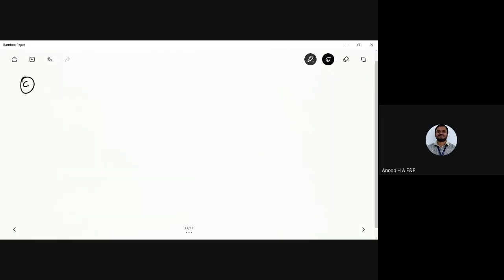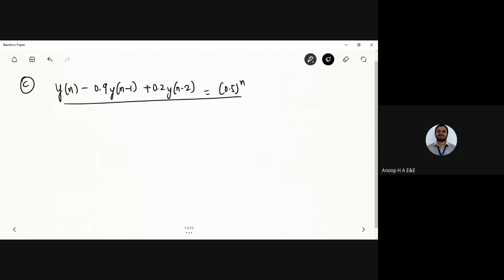The third one I have here is y of n minus 0.9 y of n minus 1 plus 0.2 y of n minus 2, equal to 0.5 power n. Here also the input is x of n, where x of n is 0.5 whole raised to the power n, that is alpha power n, where alpha is equal to 0.5.